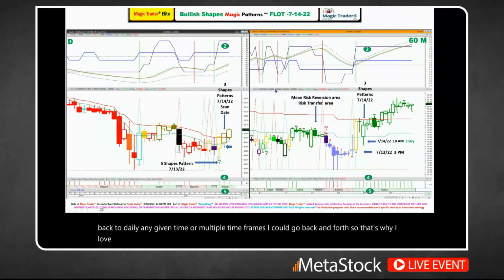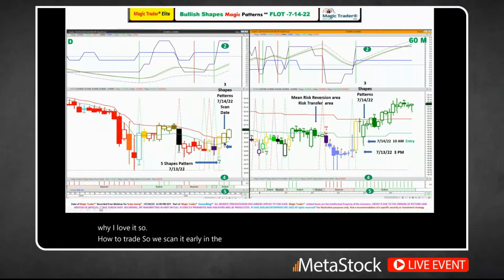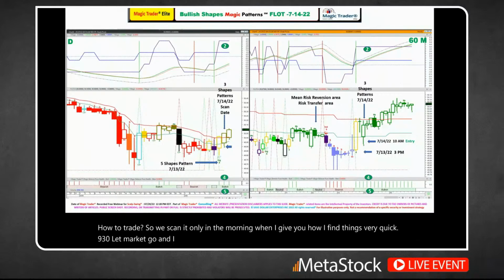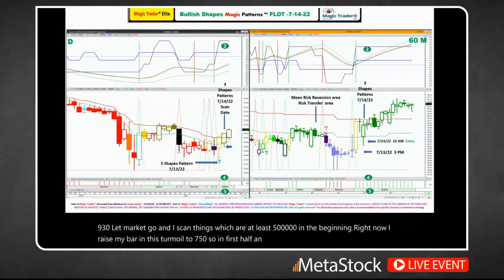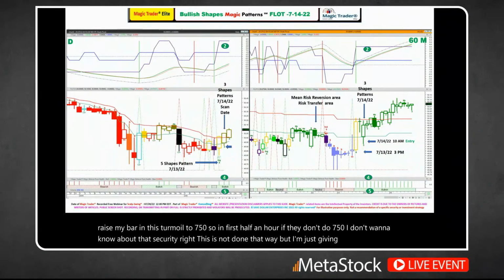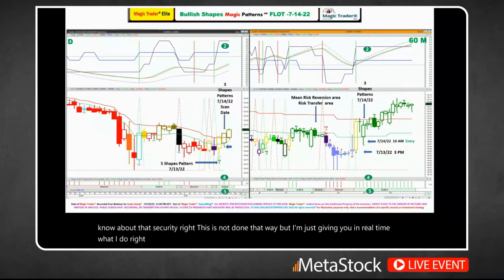So how to trade? We scan early in the morning, and I'll give you how I find things very quickly. At 9:30, let the market go, and I scan for things which are at least 500,000 in the beginning. Right now, in this turmoil, I've raised my bar to 750. So in the first half hour, if they don't do 750, I don't want to know about that security. This is not done that way, but I'm just giving you in real time what I do. So this way, I don't have to worry about it.